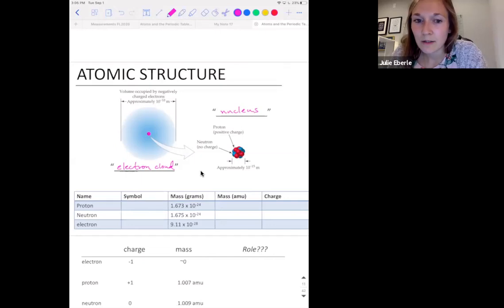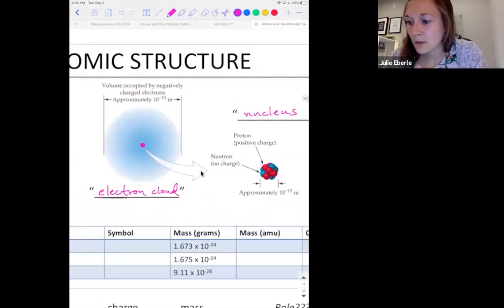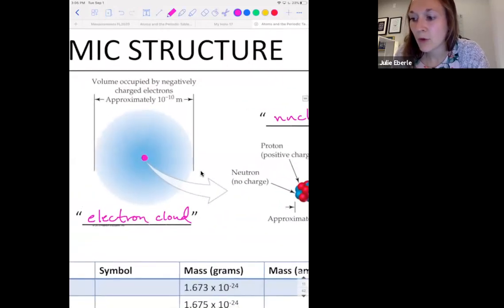Now, how big is an atom roughly? We said they're invisible to the naked eye. Well, if we zoom in here, atoms can be all different kinds of sizes, but they're on the range of 10 to the minus 10 meters. If we were to put this in prefix notation, which prefix is most appropriate for this?